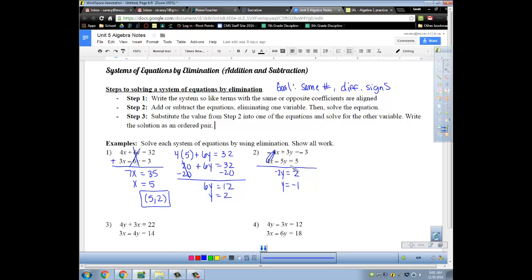So once you get that, again, pick whichever equation you want. I'm going to choose the bottom one this time. So we had a positive x, so x minus 5 times your y value equals 5. So negative 5 times negative 1 is positive 5. Subtract 5 from both sides. Get x equals 0. So the answer is 0, negative 1.